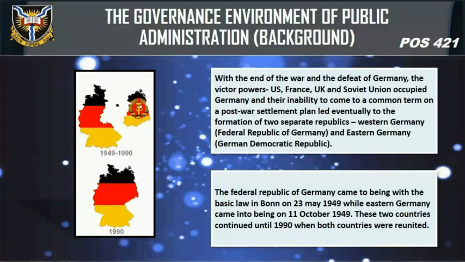The Federal Republic of Germany came to being with the Basic Law in Bonn on 23rd May 1949, while Eastern Germany came into being on 11th October 1949. These two countries continued until 1990, when both countries were reunited.